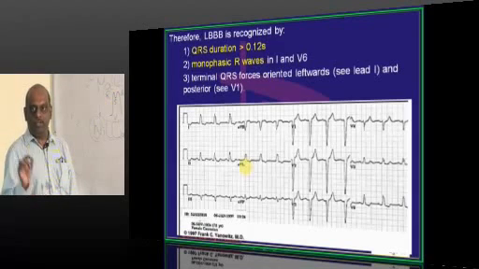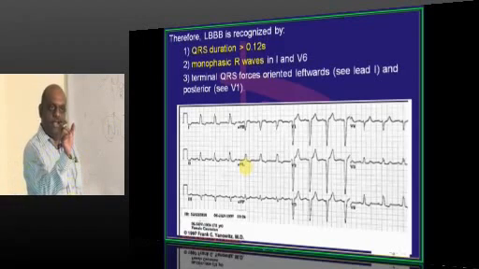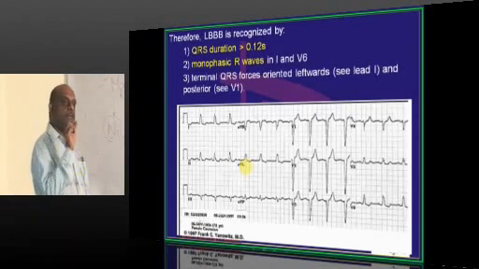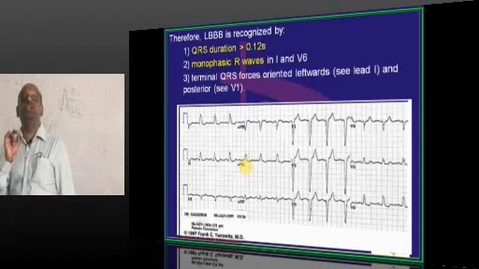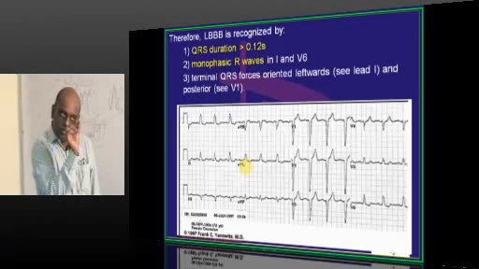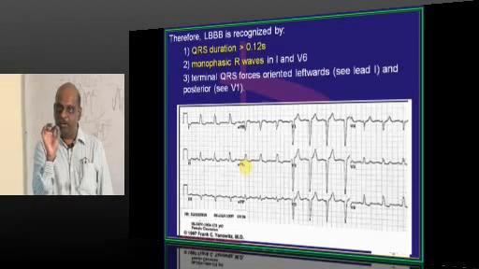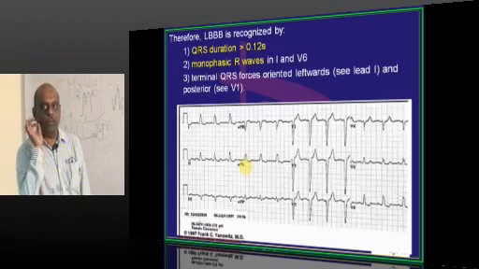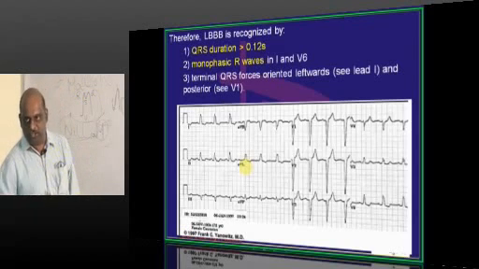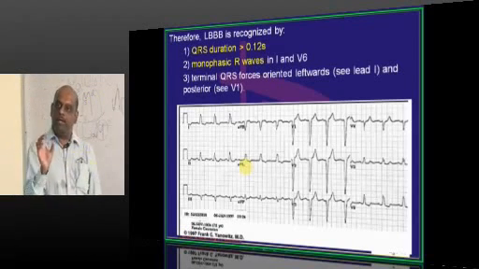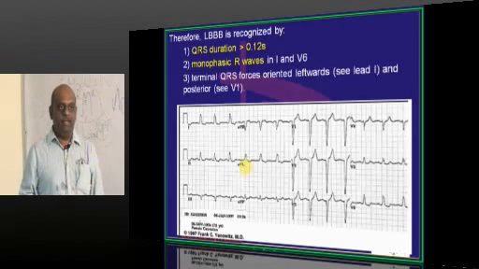Each small box is how much? Each large box is how much? 0.04 seconds is a small box. 5 small boxes is 1 large box. So 0.04 into 5 is 0.2. So 1 large box is equal to 0.2, and a small box is equal to 0.04. So QRS duration more than how many small boxes, you call it as LBBB.